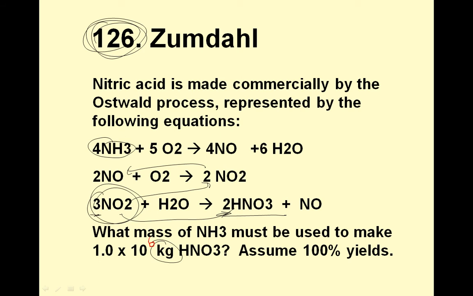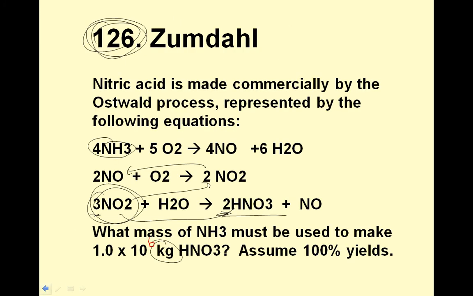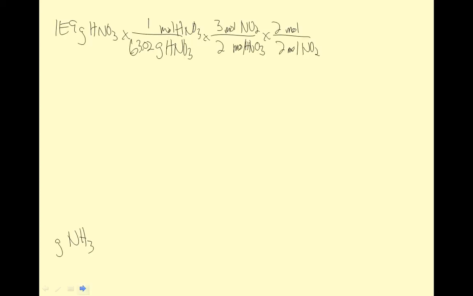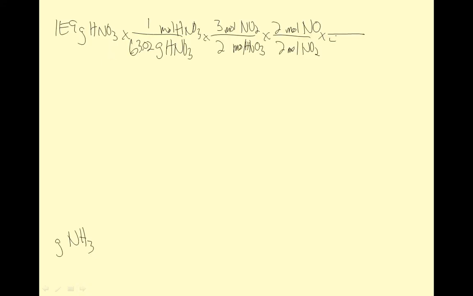Now I want to change my NO2 into NO, and that's a 2 to 2 ratio. So 2 moles of NO2 makes 2 moles of something else, and I forgot what it was. Now, why did I choose NO instead of oxygen? Well, because NO is in the equation I'm trying to get into. So that's 2 moles of NO. Then I have 4 moles of NO to 4 moles of NH3.